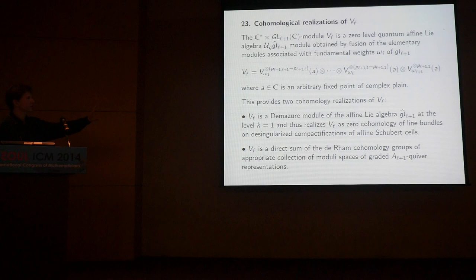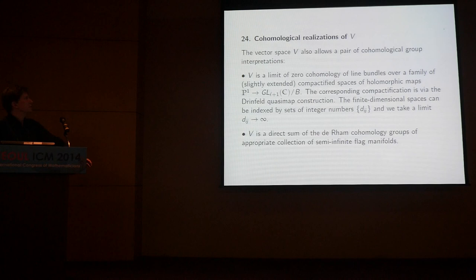The same type of realizations can be found for the original vector space. In the first case, it's a limiting construction. It's a limit of zero cohomology of line bundles on some family of slightly extended compactified moduli spaces of holomorphic maps of P1 to the corresponding flag space. The corresponding compactification is a Drinfeld quasi-map construction, and this slight extension allows you to define some index set. And taking this index set to infinity allows you to reproduce the space V.